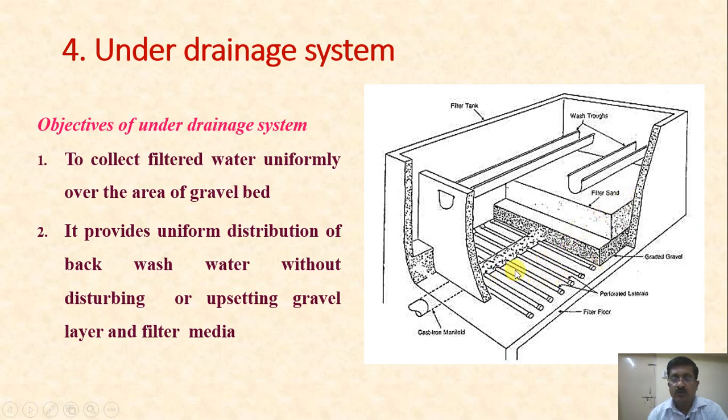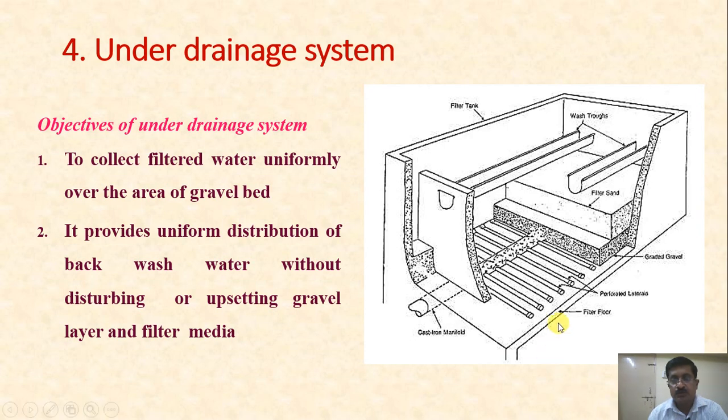Then what will happen due to continuous use of the filter? The sand bed and the gravel bed are going to be clogged because of the clogs which are adhering to the surfaces. So after some time that will affect the filtration rate. To avoid that, backwashing is carried out, again by using the same system, because different walls are there that we are going to study today.